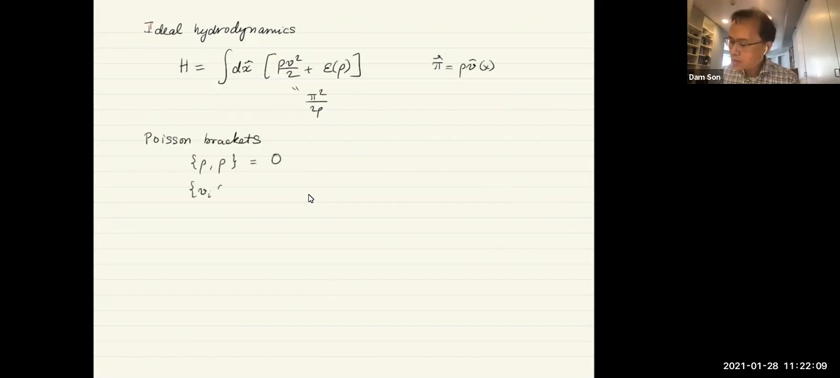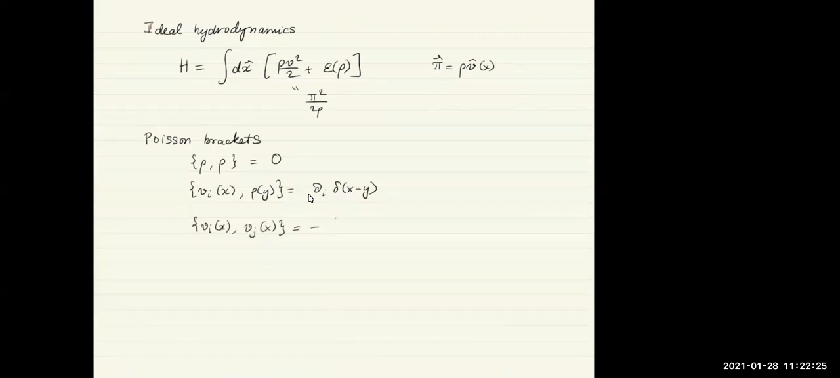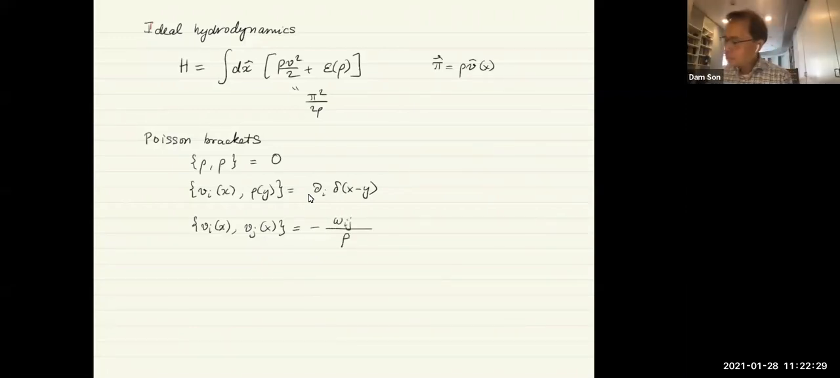The bracket of rho with the velocity is the derivative of the delta function, and the components of the velocity do not commute: their bracket is proportional to the vorticity times the delta function.